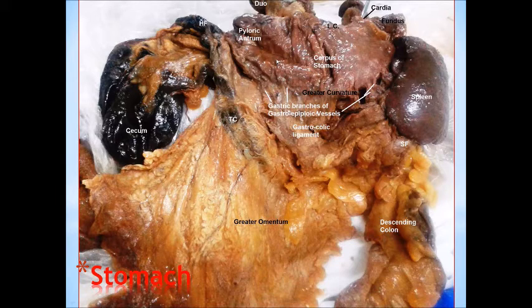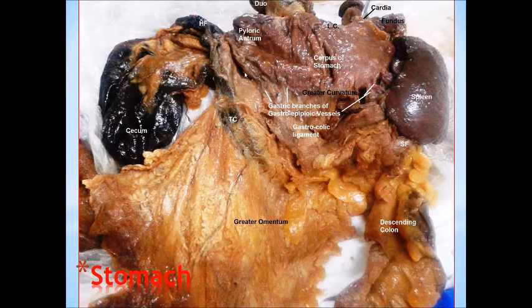Don't mind these creases and grooves here, because these are all preservation artifacts. And the body of the stomach continues as the pyloric antrum, and then it continues as the pylorus and into the duodenum, which has been removed from this specimen. Attached to the lesser curvature, we have the lesser omentum, which has been removed here.